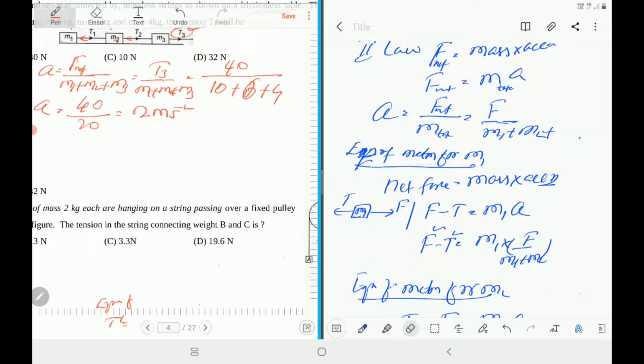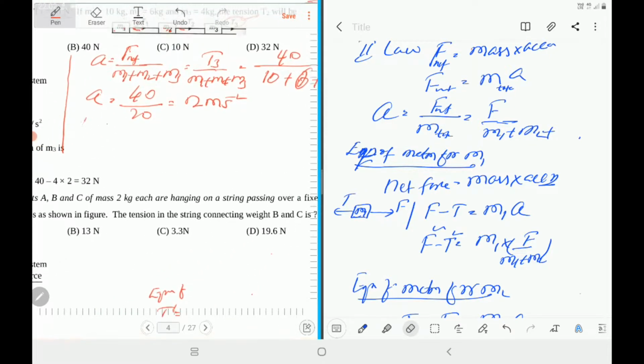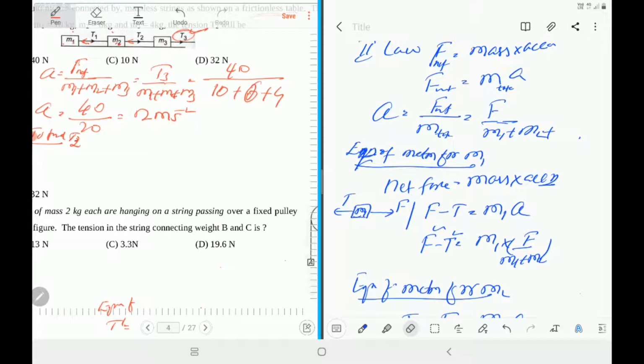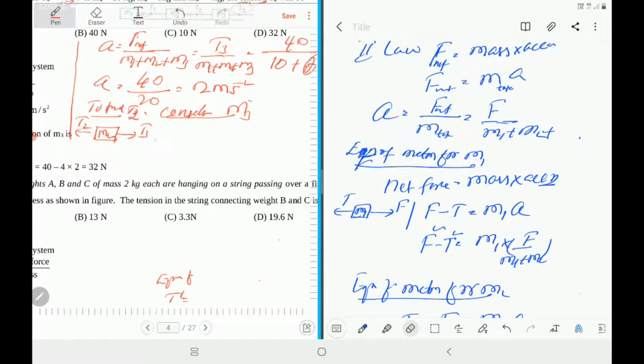Now to find T2, you have to find T2. T2 is the force between M1, M2 and M3. So you consider M3, that's enough. What is the equation of motion for M3? First of all, you take M3 separately and show the forces acting on it. One to the right, that is T3, the other to the left, that is T2. You have to find T2, you know T3.